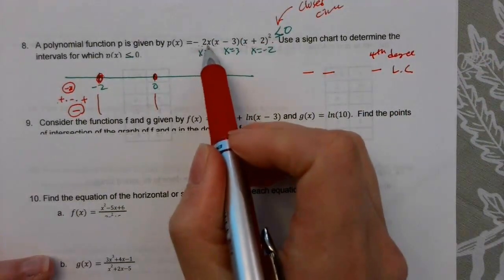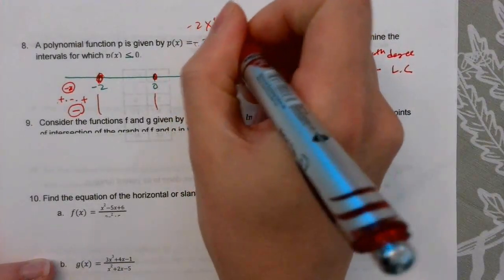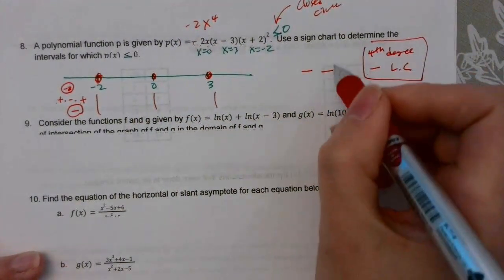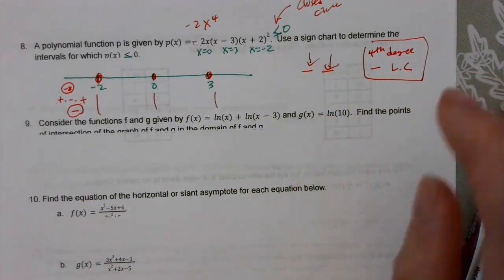If you wanted to, you could have actually done this: negative 2x times x squared, negative 2x to the 4th power. Use that. Either way, you get the negative leading coefficient. Right hand goes down. Even degree, down and down.